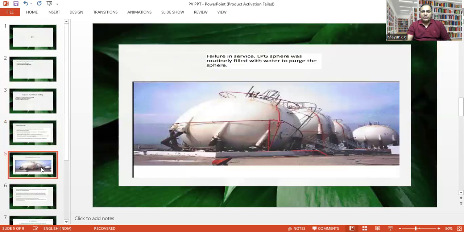I will show you one of the pictures. This is a failure of an LPG storage tank which was in service. It was routinely filled with water to purge the spare. See, it has failed while it was in operation. These kinds of failures can occur if we don't do proper integrity assessment or integrity management for the pressure vessel.